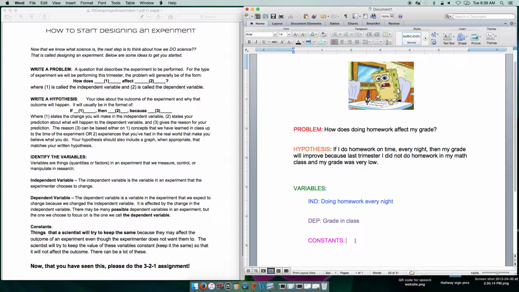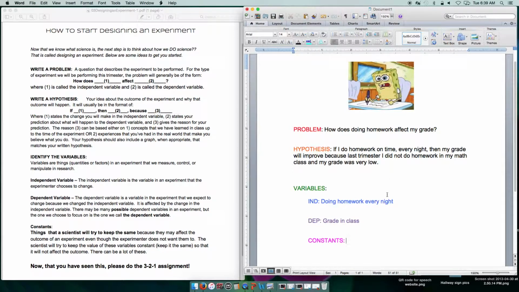And so the other thing that we want to do is the constants. So the constants are the things in an experiment that the scientists try to keep the same because they may affect the outcome of an experiment even though the experimenter doesn't want them to. The scientists will try to keep the value of these variables constant, which means keep it the same, so that they will not affect the outcome. There could be a lot of these.